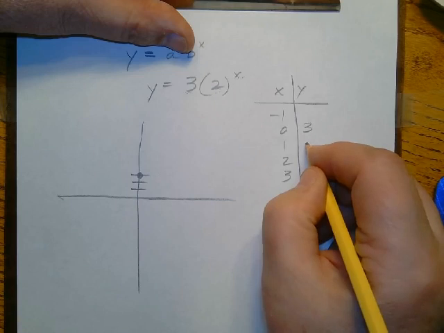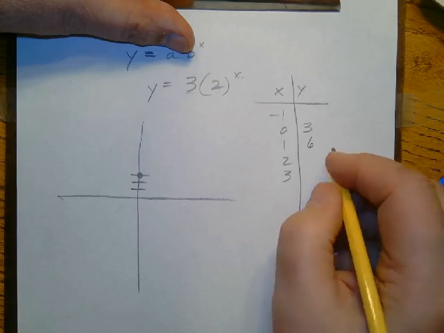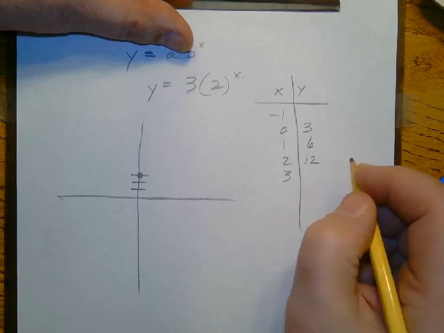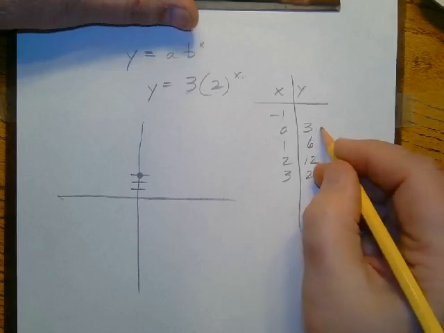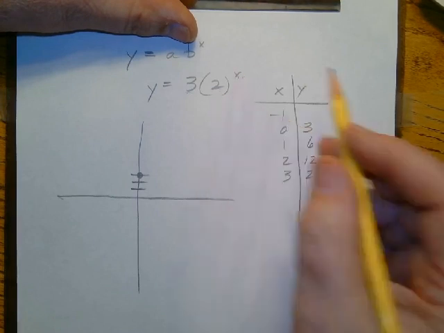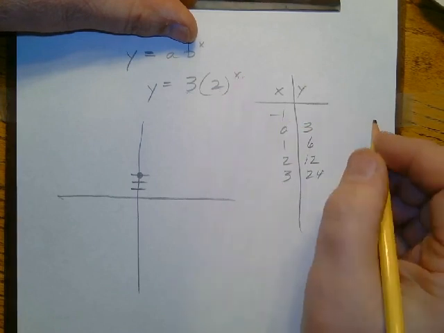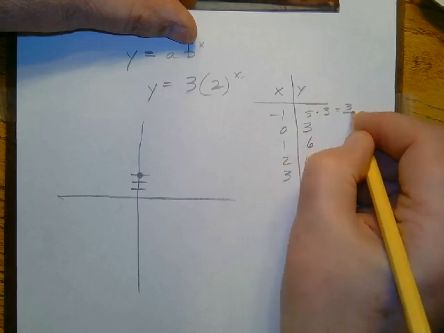2 to the 1 is 2, times 3 is 6. 2 to the 2 is 4, 4 times 3 is 12. 2 to the 3 is 8 times 3 is 24. And notice it's multiplying still by 2. The rate is changing by 2. 2 to the negative 1, well, that's 1/2 times 3, or 3/2.